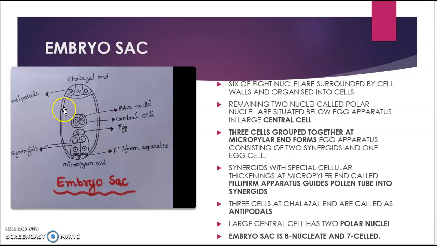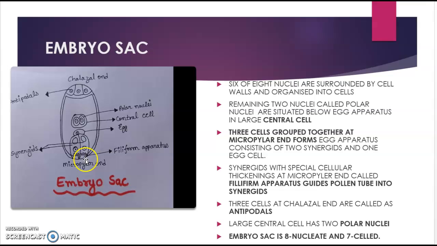Now you can check here that 6 of the 8 nuclei are then surrounded by cell walls and organized into cells. Three nuclei, with the cell walls, get arranged at the chalazal end, and these cells are known as antipodals. On the opposite end, at the micropylar end, again three cells are there, where one cell acts as an egg and the other two as synergids. All these three, two synergids and the egg, form the egg apparatus.